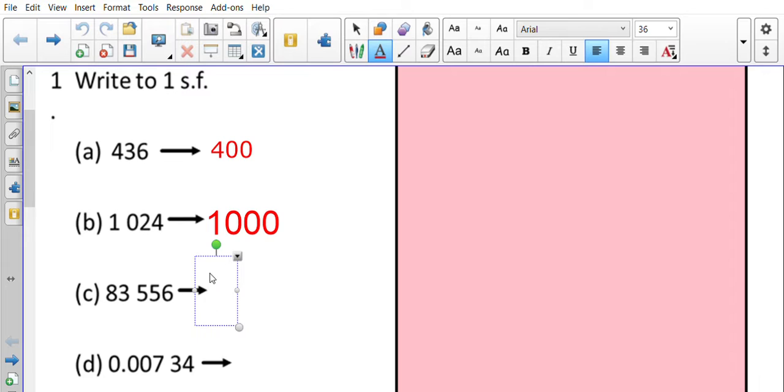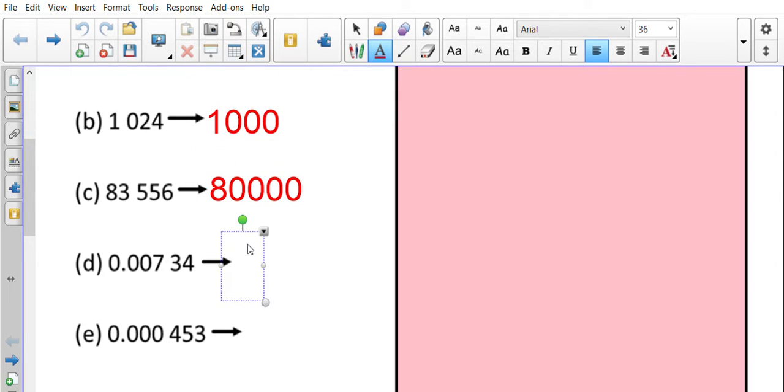The next one, the first significant figure is an 8. We look at the second one, it's a 3, so the 8 can stay just the way it is. And there you just replace all the other numbers with zeros. So 1, 2, 3, 4 zeros, leaving us with 80,000.